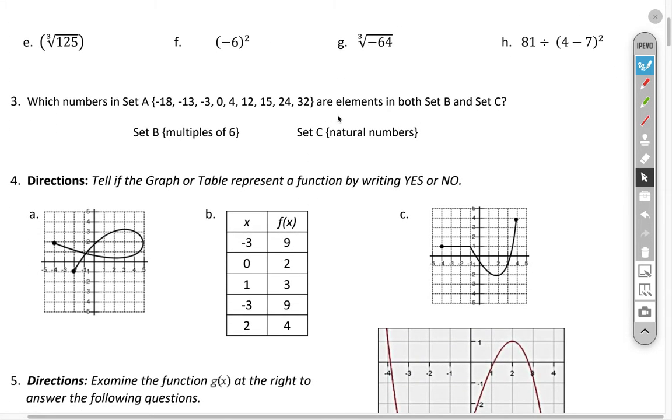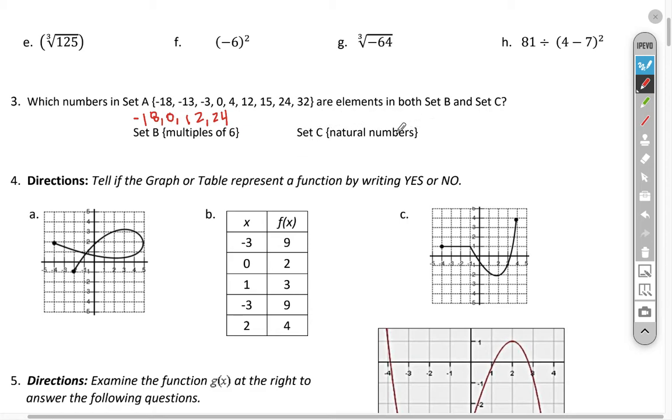All right, number 3, we got to think back a little bit. This was our very first lesson. So it says, which numbers in set A are elements in both set B and C? So we were given this list of numbers that belong to set A, and set B wants multiples of 6. So out of these, let's pull all the numbers that are multiples of 6. So we're going to have -18, 0. Remember, 0 is always going to be able to be multiplied by 0, right? So then we have 12 and 24. 6 times 0 is going to give us 0, so it is a multiple of 6.